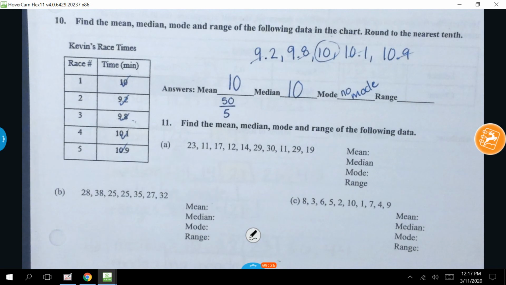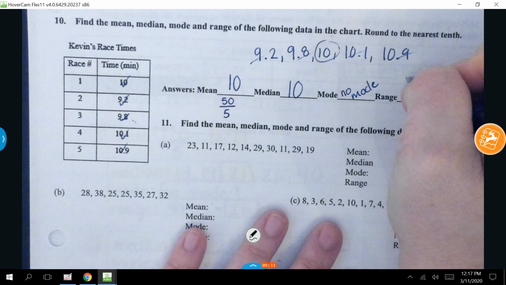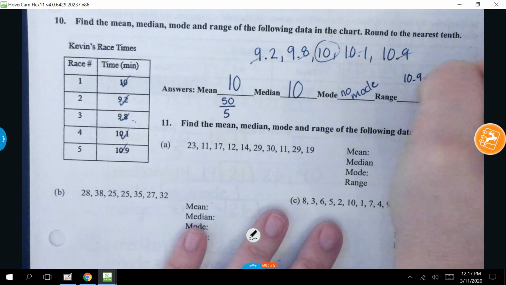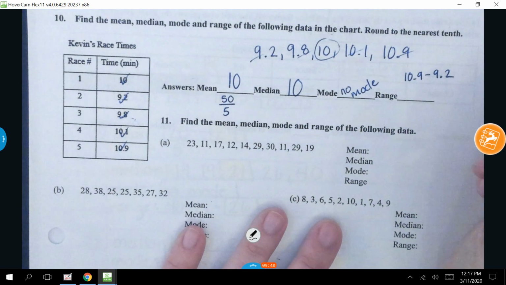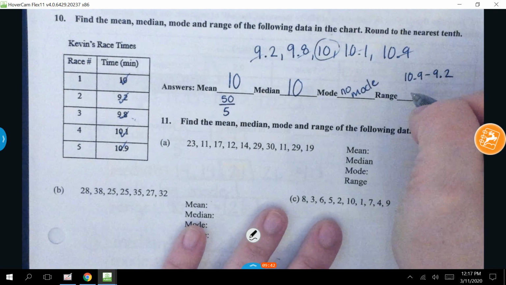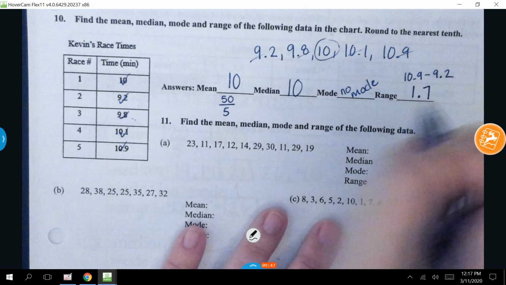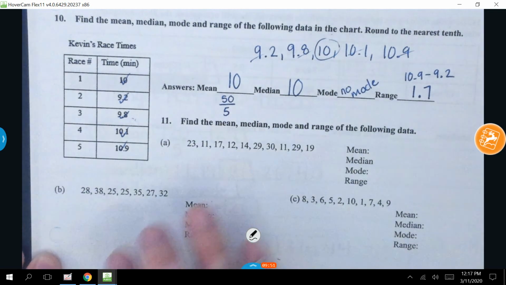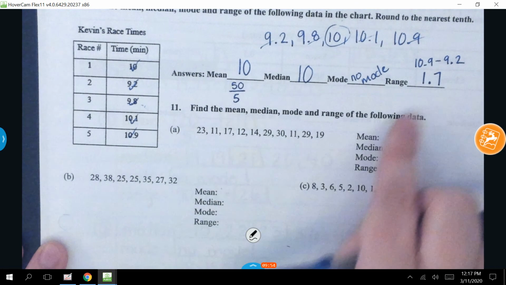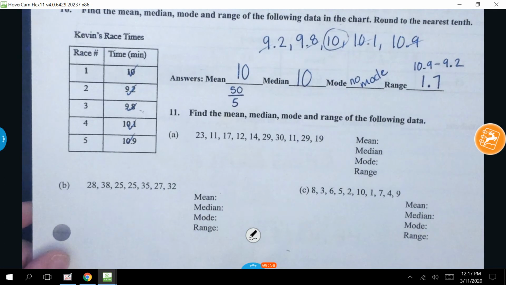All right, and then the range. How am I going to figure out my range? Mary Webb. You're going to subtract 10.9 minus 9.2. 10.9 minus 9.2. And when I calculate that, I get 1.7. All right. I'm going to let you do number 11. That's only one problem. I know it's 3 parts, but as you can see, we kind of did that quickly because you're not having to write out as much since I've already labeled mean, median, mode, range.